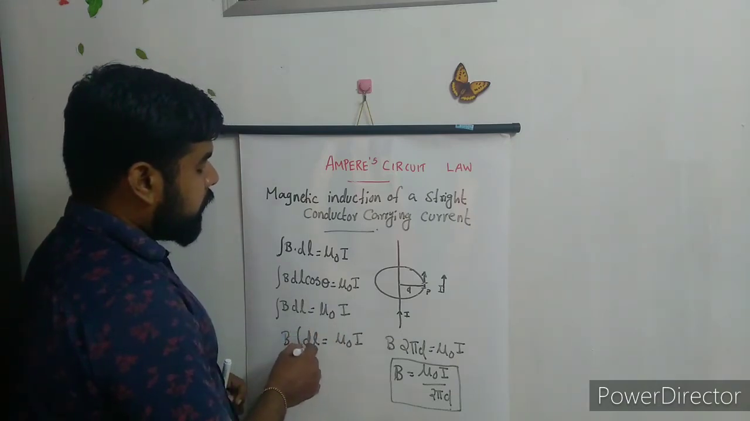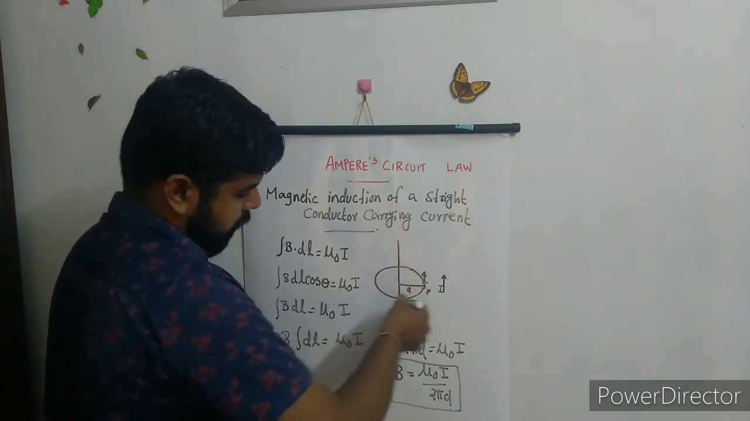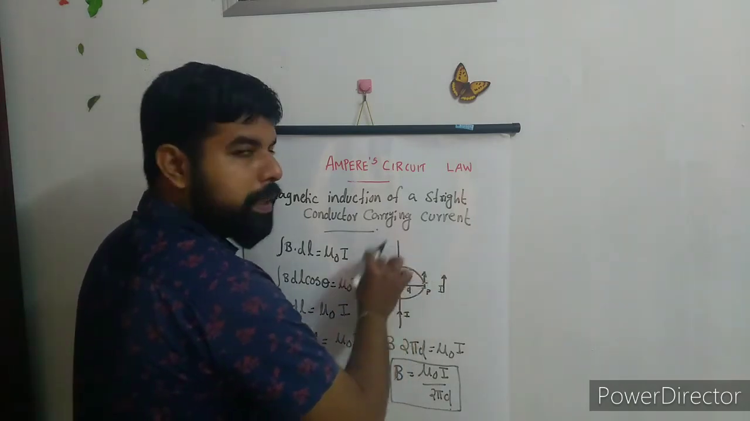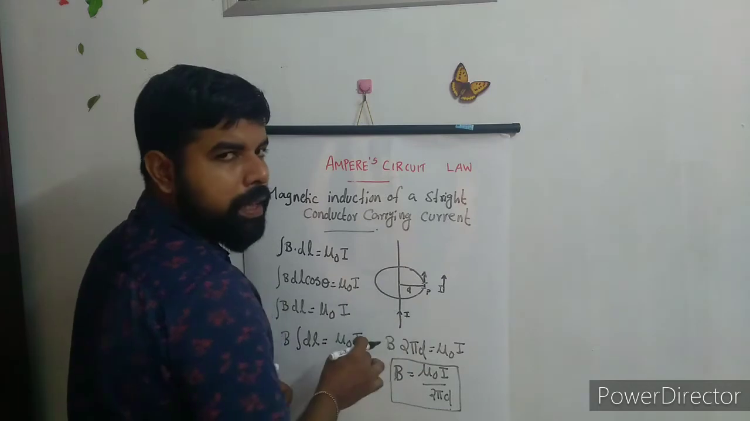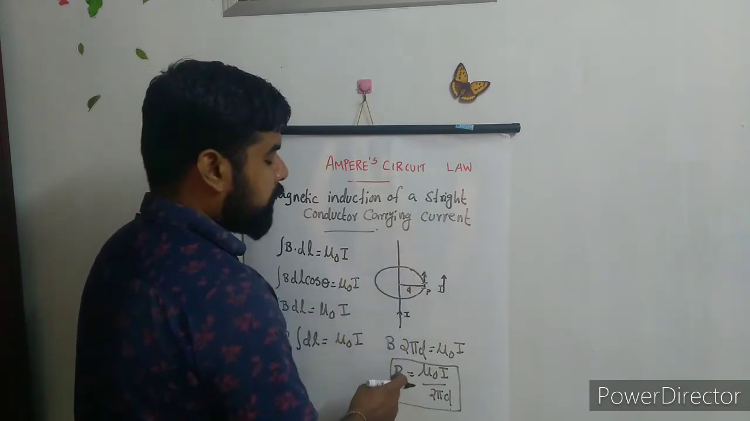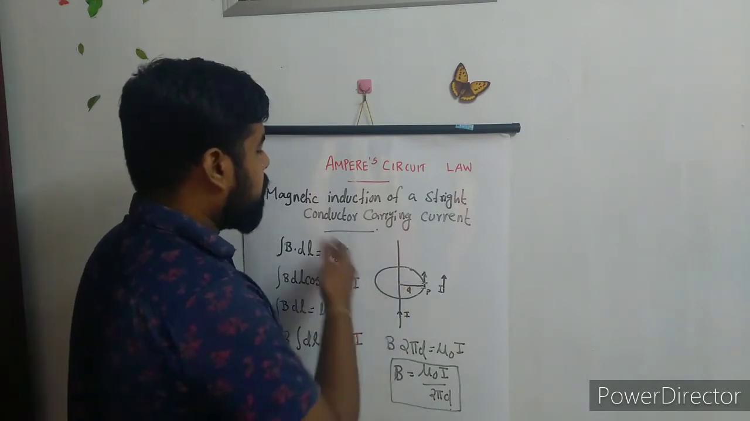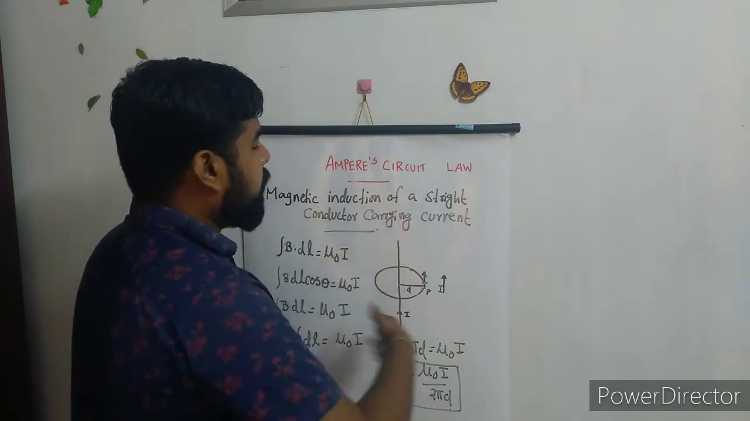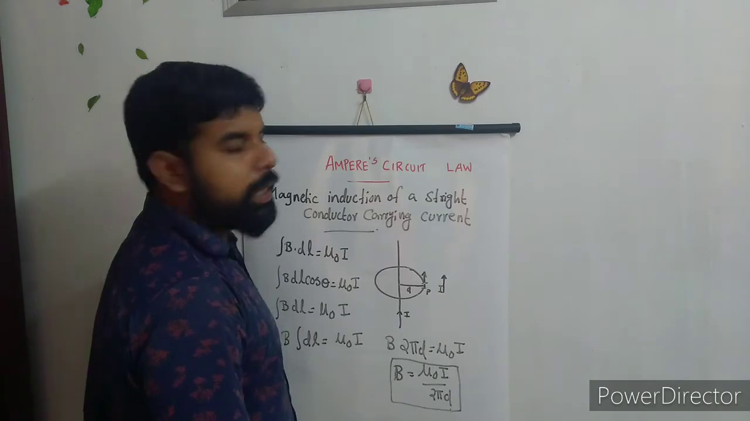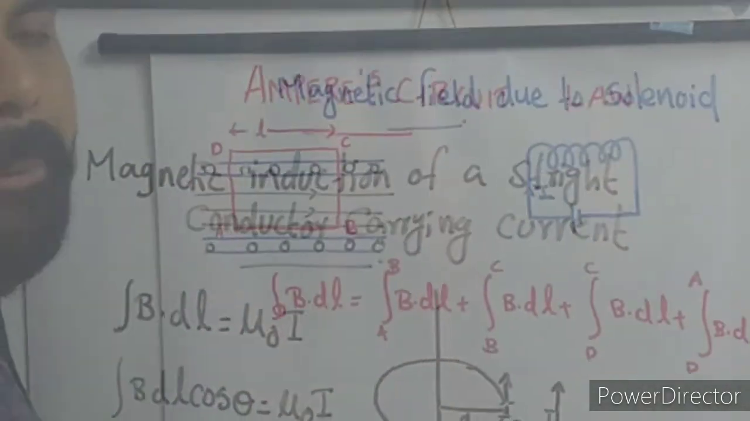What is the integral of dl? It is the total of the small elements of the circle, that is 2 pi r. So what is the magnetic field? B is mu 0 I by 2 pi d. So this is the magnetic field due to a straight current carrying conductor. Okay.